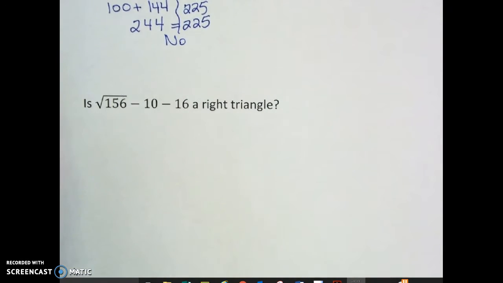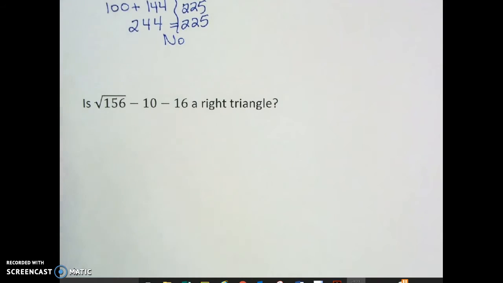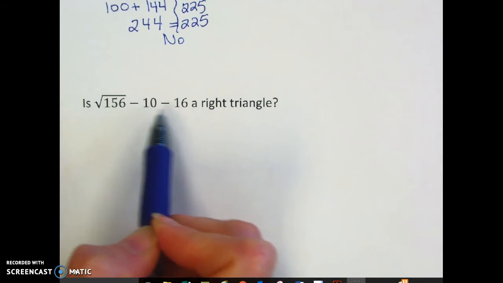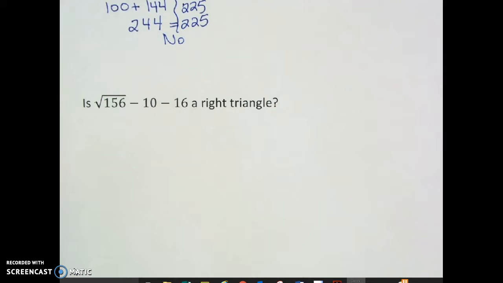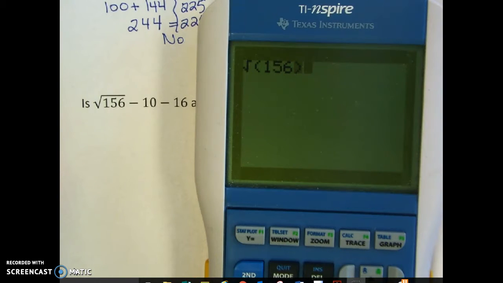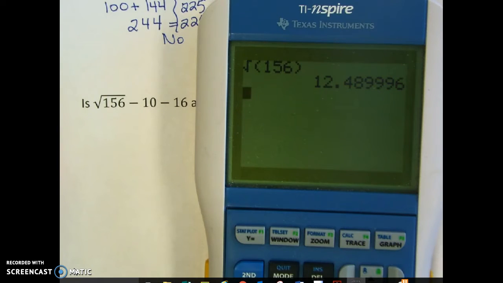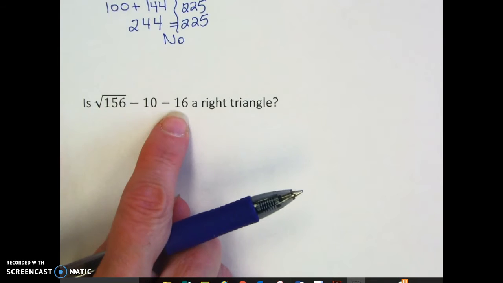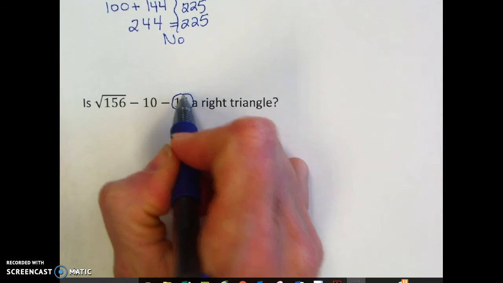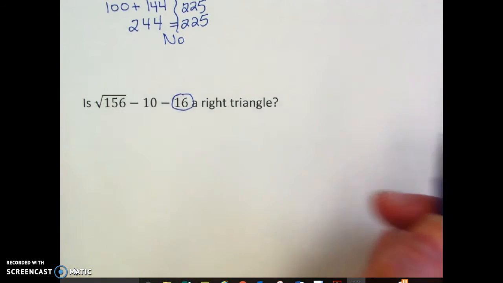Okay, let's try another one. How do we know which side is our hypotenuse in this problem? We're looking at square root of 156, a 10, and a 16 for the lengths of the sides. Well, you're going to have to put that in the calculator and find out what the square root of 156 is as an approximate decimal answer. So square root of 156 is approximately 12.4, 12.5. So 12 is definitely smaller than the 16, so that means our 16 is our hypotenuse still.